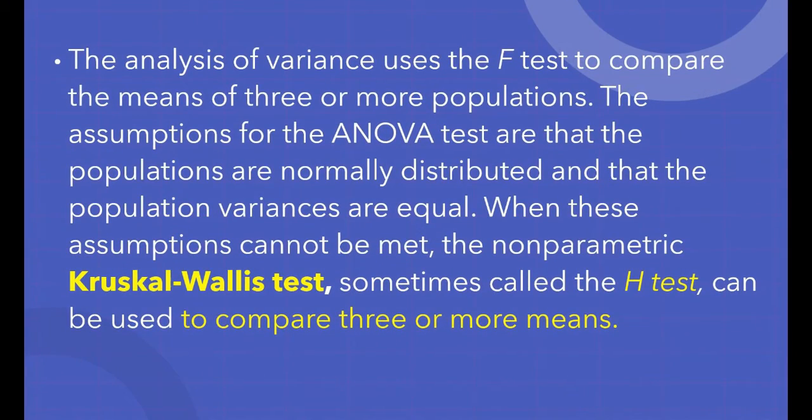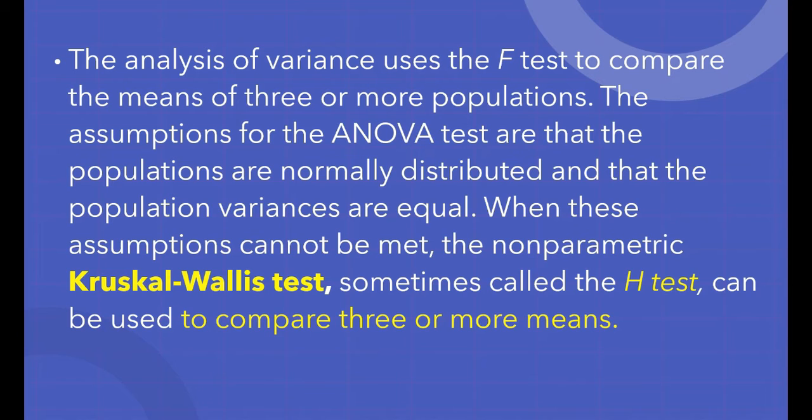The analysis of variance uses the F-test to compare the means of three or more populations. The assumptions for the ANOVA test are that the populations are normally distributed and that the population variances are equal. When this assumption cannot be met, the non-parametric Kruskal-Wallis test, sometimes called the H-test, can be used to compare three or more means.